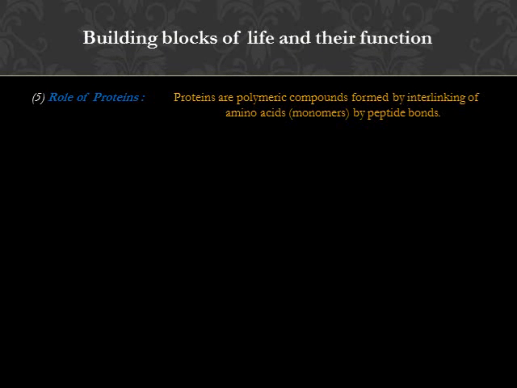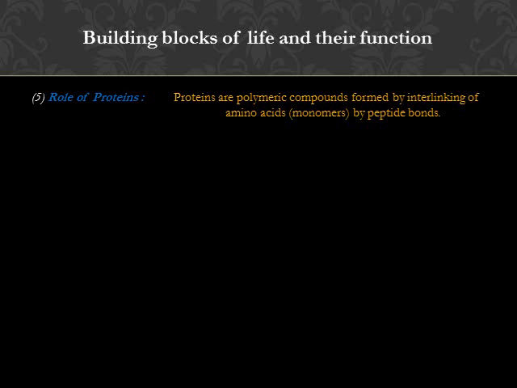Now, if we talk about the other molecule called protein, proteins are polymeric compounds formed by interlinkage of amino acids. That is the monomer of protein, and they are conjoined by peptide bonds. Look, our body is made up chiefly of protein. So protein is the chief structural component of not just our body, but of the entire living organism.